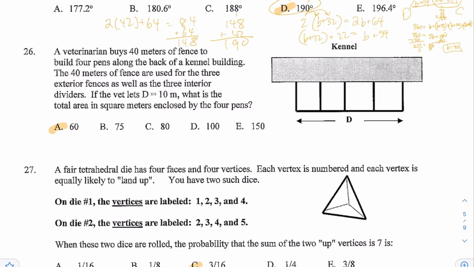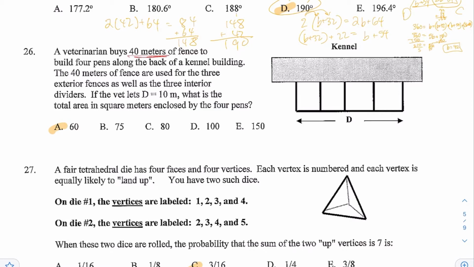Next, for number 26, the veterinarian buys 40 meters of fence to build 4 pens along the back of a kennel building. The 40 meters of fence are used for 3 exterior fences as well as the 3 interior dividers. The vet lets D equal to be 10. What's the total area in square meters enclosed by the 4 pens?